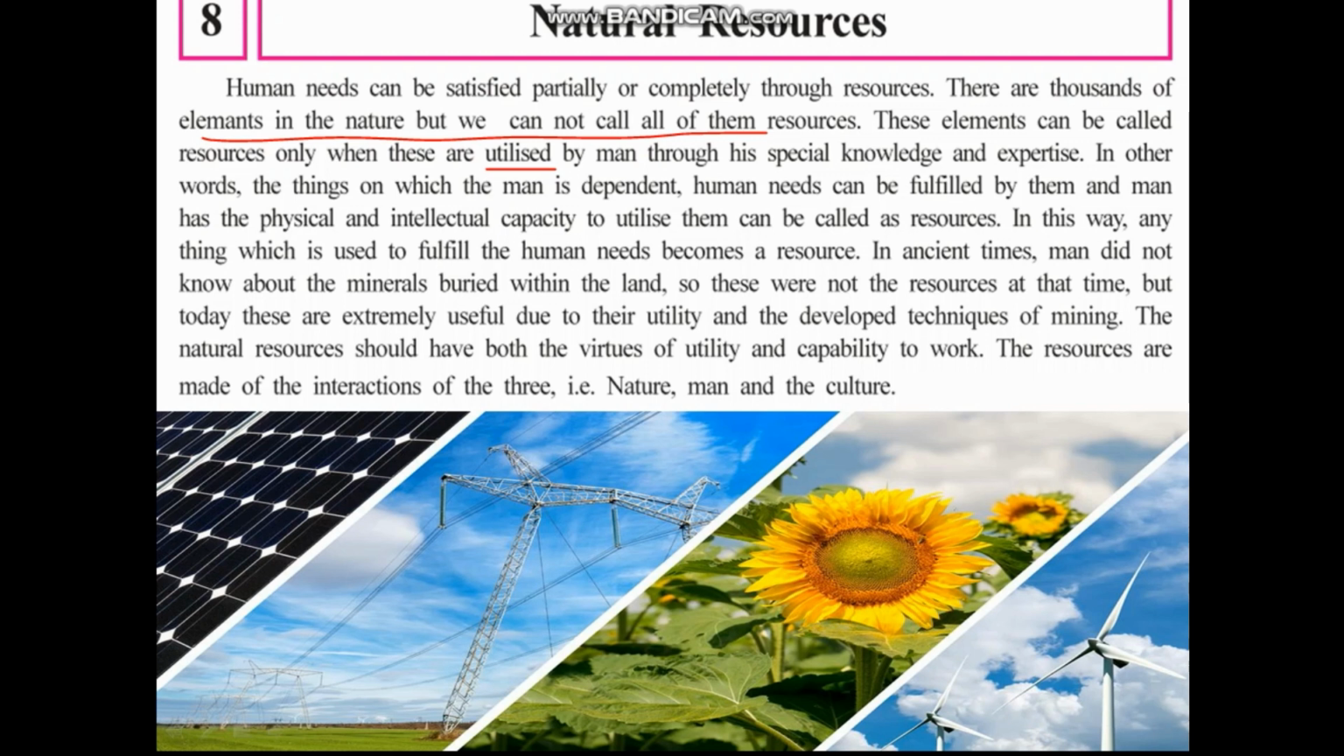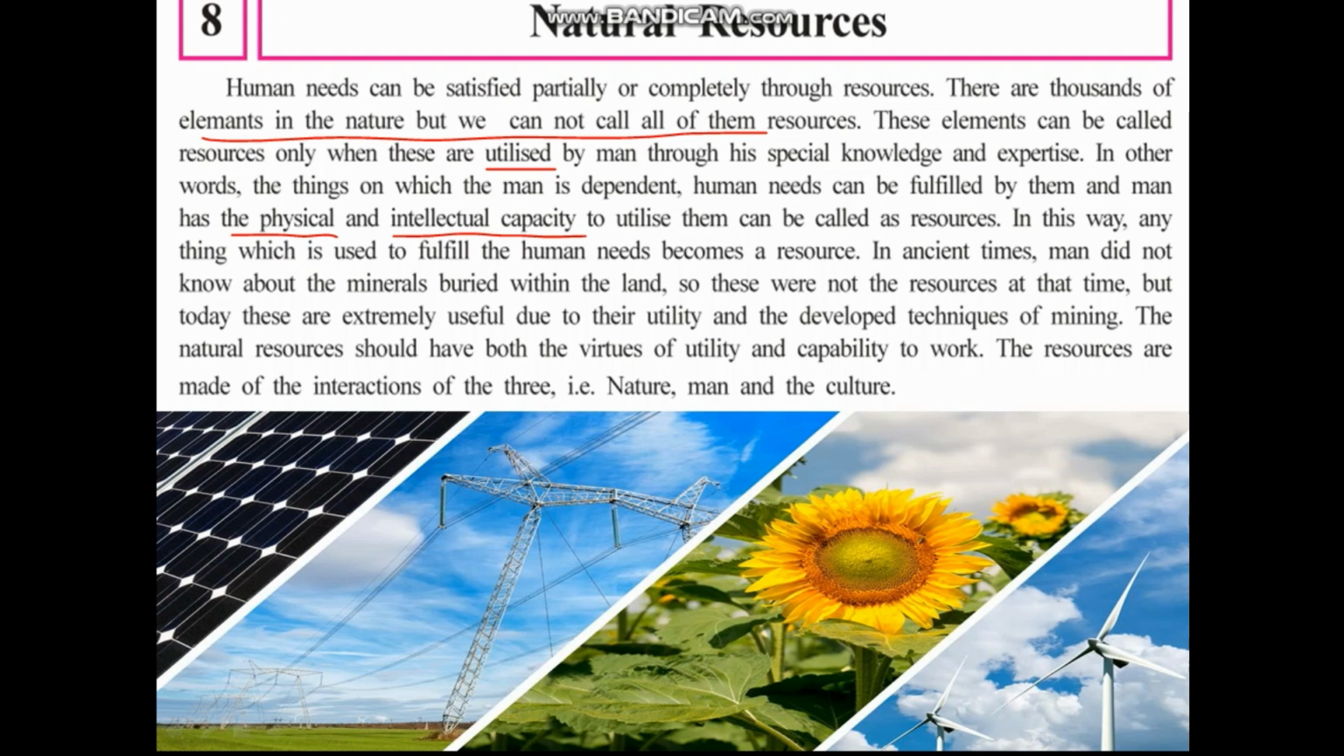In other words, the things on which man depends, by which human needs can be fulfilled, and which man has the physical and intellectual capacity to utilize, are called resources. So this can be a good way to understand it: we should be able to physically use them, and intellectually, with our knowledge, we should be able to use them, then only we can call it a resource. In this way, anything which is used to fulfill human needs becomes a resource. So anything that helps us to do something or fulfill any of our needs is termed a resource.